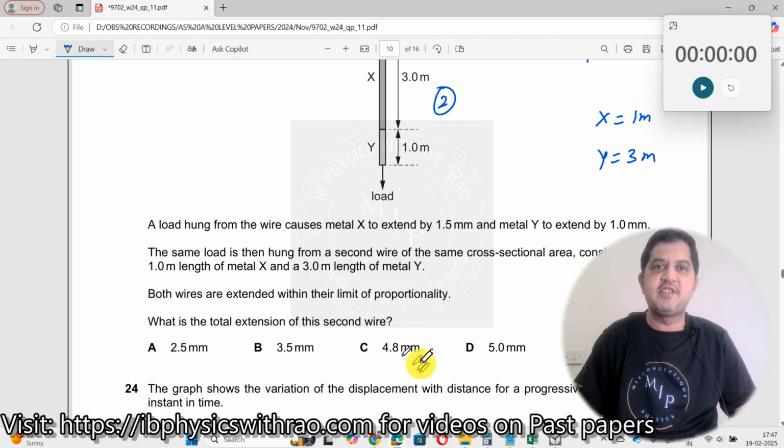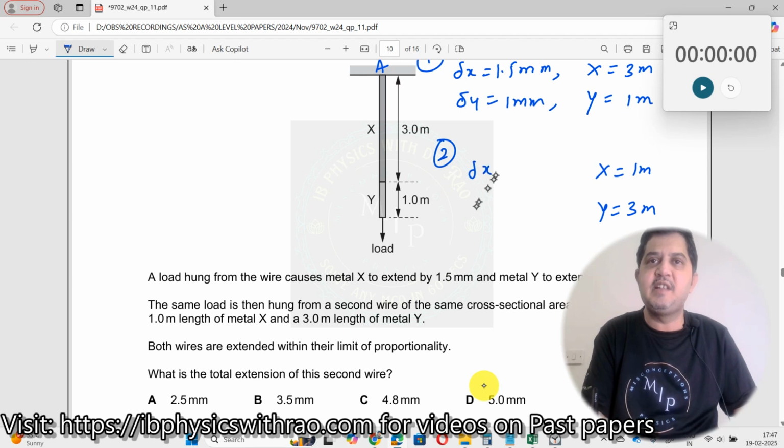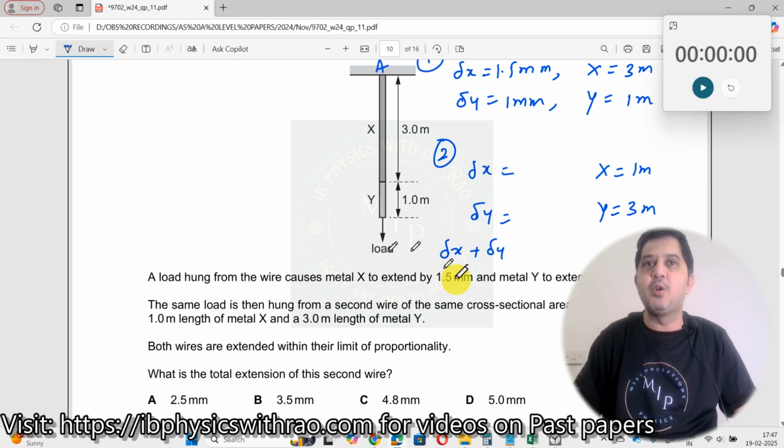What is the total extension of the wire? Okay. Now what has been asked is you need to find out what is delta X, what is delta Y. Extensions will differ. Okay, and then he is also asking you what is delta X plus delta Y. This is what is the question. Okay, now how do we do this?